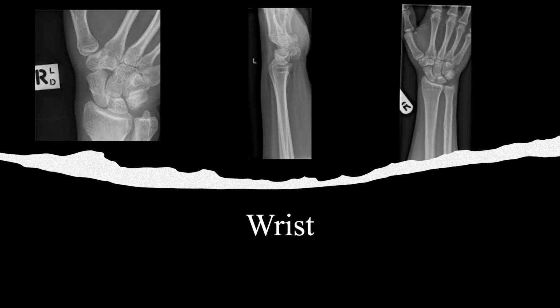Then you want to look at the scapholunate distance. You want to ensure that it's less than 2 millimeters. This can be widened in certain fractures. Again, a good rule of thumb is any spacing in between bones should be uniform. If it's not uniform, usually something else is going on.